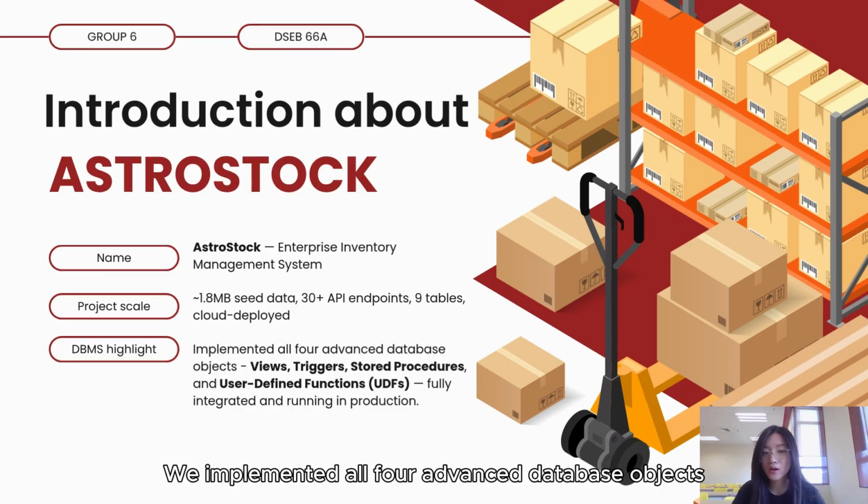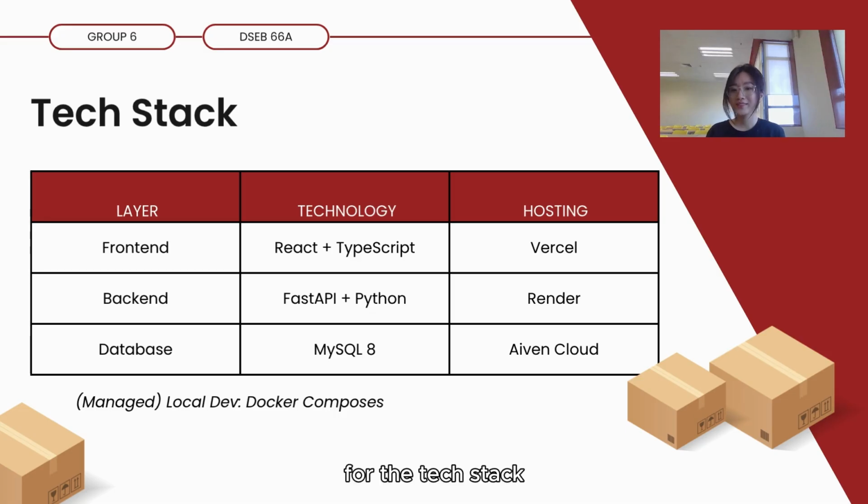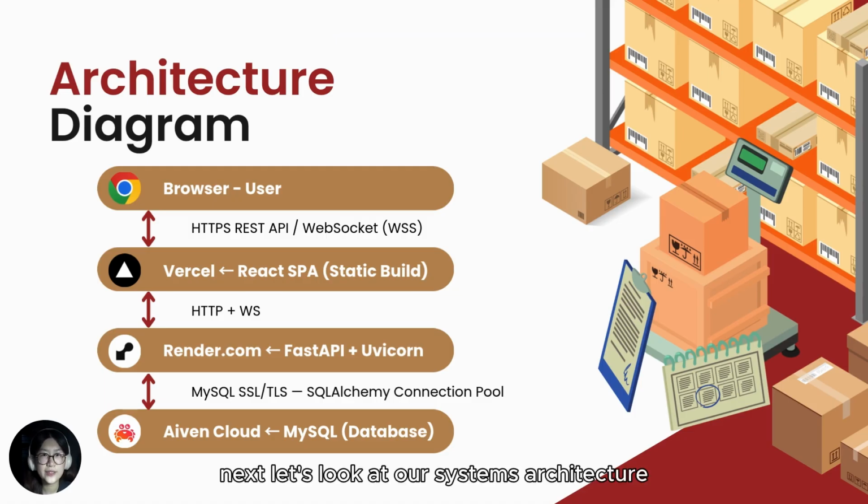We implemented all 4 advanced database objects: view, trigger, stored procedures, and user-defined function, and use them directly in the real system. For the tech stack, we use React and TypeScript for the front end, FastAPI with Python for the backend, MySQL 8 on Aiven Cloud for the database, and Docker Compose for local development. Next, let's look at our system's architecture.